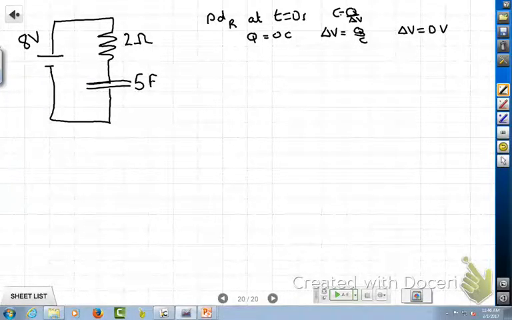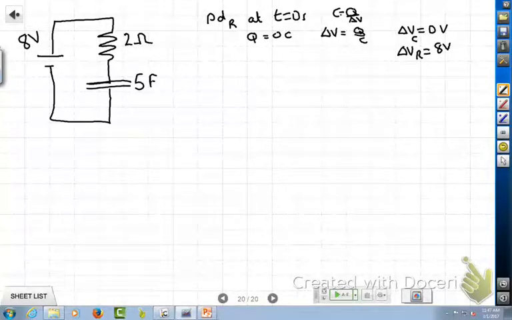At time t equals 0, no charge on my capacitor because there's no time for the charge to get there, so no potential difference. There's no electric field. Agreed? Wait, so we just solved for the potential difference across the capacitor? So this is my Q is 0 on the capacitor. Sorry, that's the capacitor. You saved my bacon here. So therefore, my delta V across my resistor is whatever's left, 8 volts.